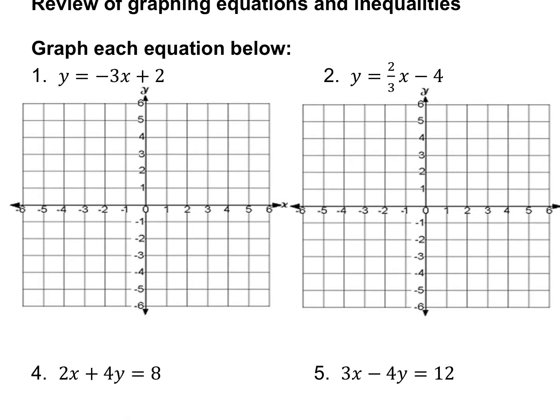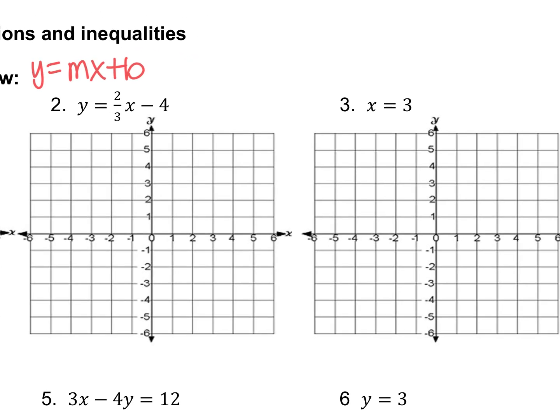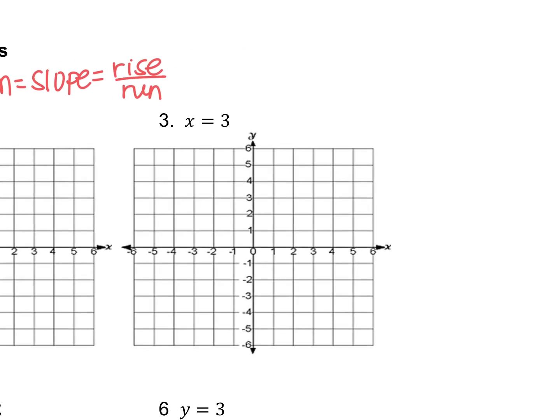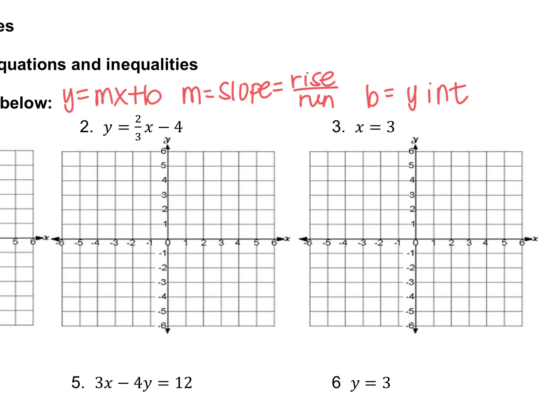So we're going to start with number 1. And remember, when we graph lines, we want it to be in slope-intercept form. So y equals mx plus b. And what does m stand for? M is the slope. And the slope is the rise over the run, right? And then what does the b stand for? Y-intercept. The y-intercept, which is where the graph crosses the y-axis, right? Yes.